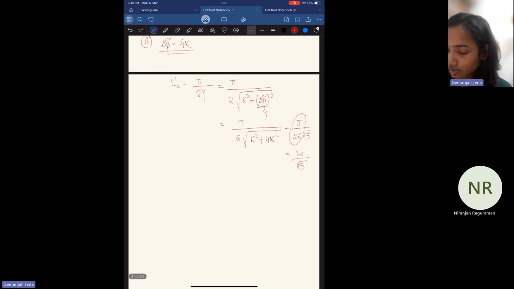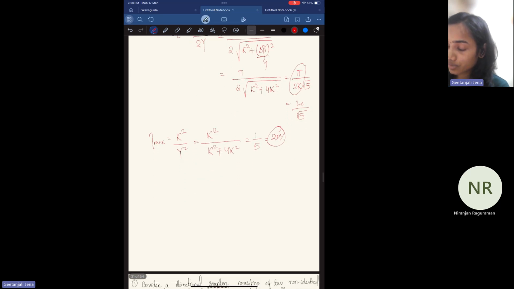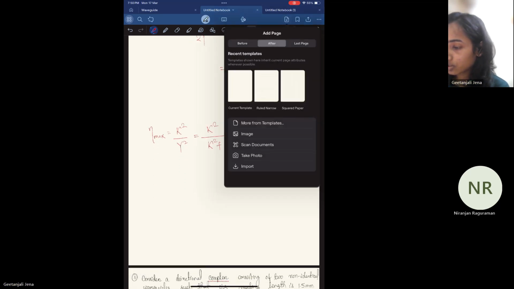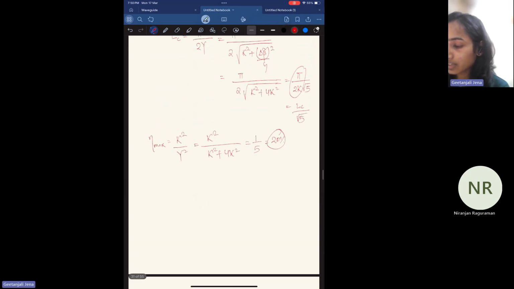And what is the power exchange? Eta max is kappa square over gamma square, right? So kappa square over kappa square plus delta beta tilde by 2 squared, which is 4k square, and this is 1 by 5, which is 20%, right? So only a maximum of 20% of the input power will be coupled to port 2. The other 80% will remain in port 1.